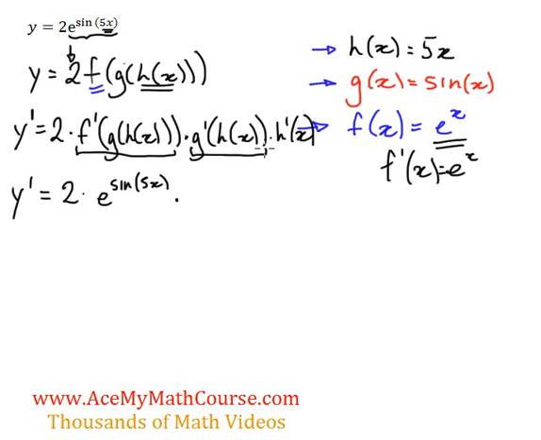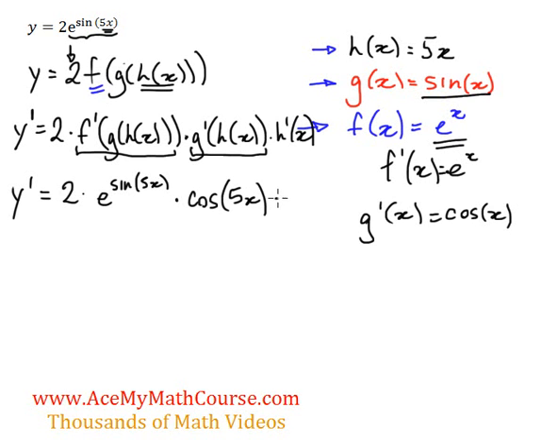times g prime of h of x. What is g prime? G prime, so the derivative of sine of x is just cos of x. So g prime of h of x will be just cos of 5x. And finally, we're going to multiply everything by h prime of x, which is the derivative of h of x. And the derivative of h of x is just 5.